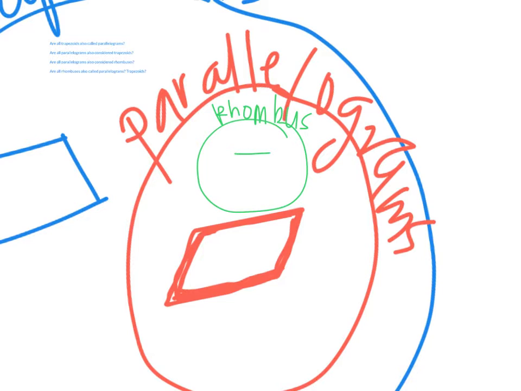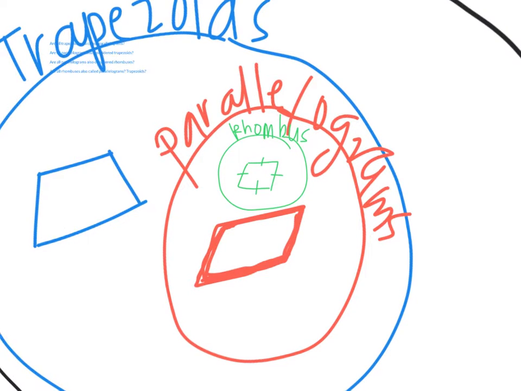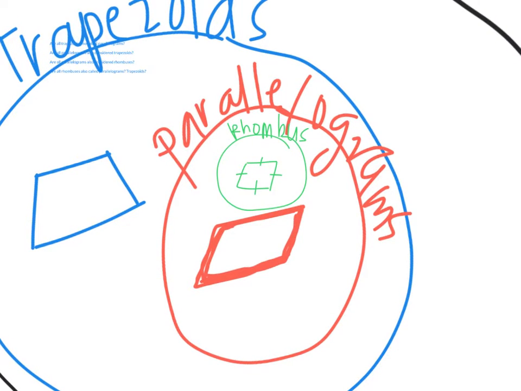And go ahead and draw yourself a rhombus. The only way you can tell that it's a rhombus is if all four sides are congruent. So draw it like that. You'll notice your rhombus circle is also inside your parallelogram circle because that rhombus is also a parallelogram. But are there some kinds of parallelograms that are not inside your rhombus circle?